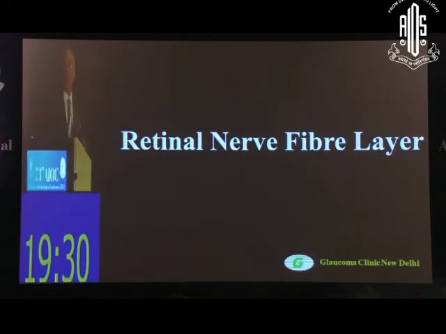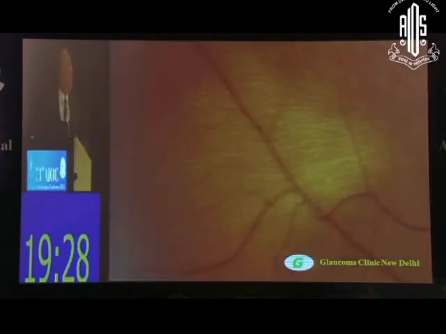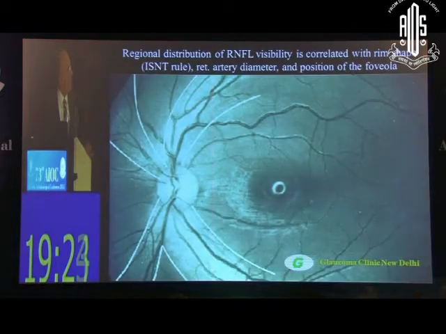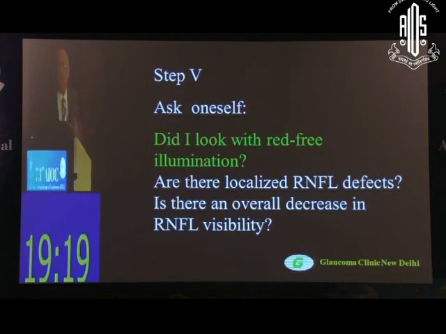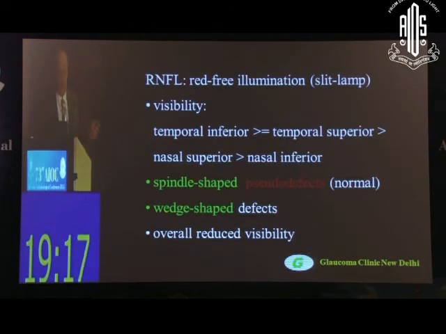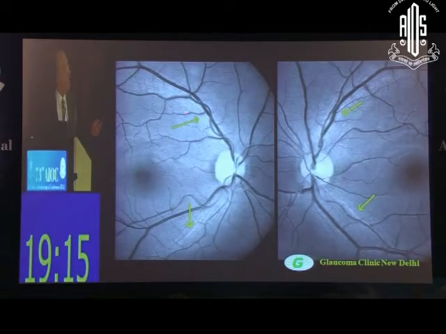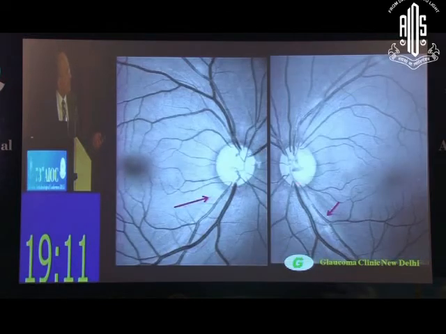The next thing we look at is the nerve fiber layer for changes. Now, typically, these are the opaque striations that you see, and they follow the distribution of the ISNT rule. Two kinds of nerve fiber layer defects. One is the spindle-shaped defects, as you see here, and there's nothing pathological about them. It's these wedge-shaped defects. This arrow is a little off. This is the wedge-shaped defect that you see here. Classically, the apex of the wedge will point towards the neuroretinal rim area.